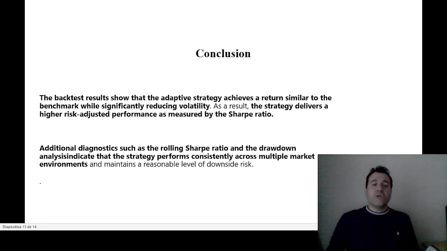The backtest results show that the adaptive strategy achieves a return similar to the benchmark while significantly reducing volatility. As a result, the strategy delivers a higher risk-adjusted performance as measured by the Sharpe ratio. Additional diagnostics such as the rolling Sharpe ratio and the drawdown analysis indicate that the strategy performs consistently across multiple market environments and maintains a reasonable level of downside risk.